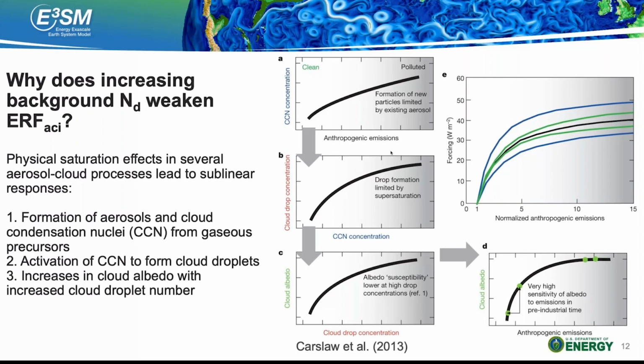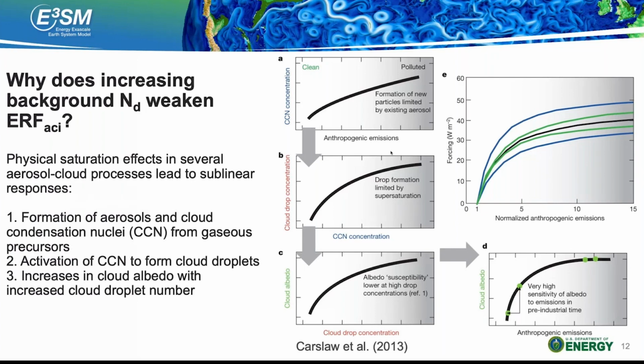This is actually a pretty well-known result in the aerosol climate modeling community. The figure I'm showing here is from a Nature paper by Carslaw et al. in 2013 that schematically explains the mechanism by which this is understood to happen. And it results from several physical saturation effects in the causal chain of processes that connect anthropogenic emissions to the aerosol effective radiative forcing.